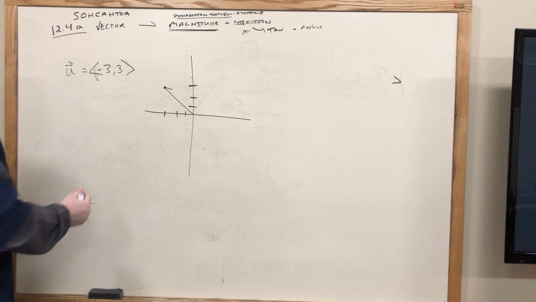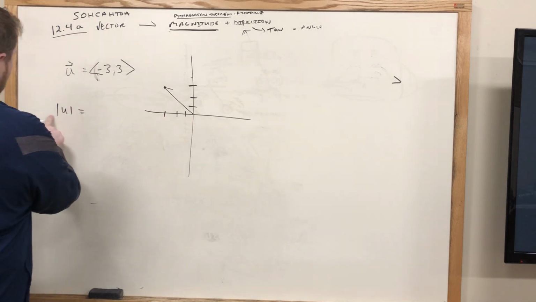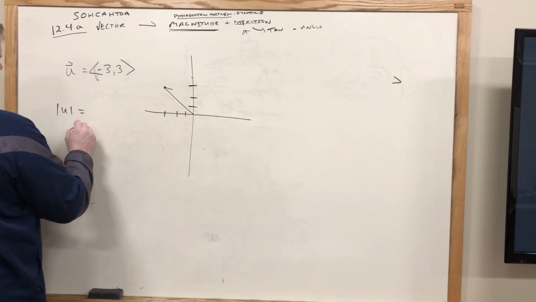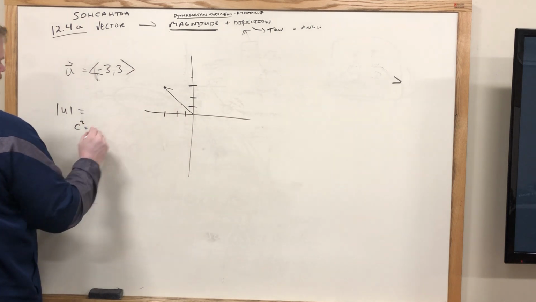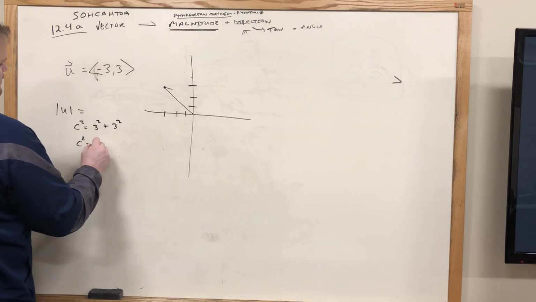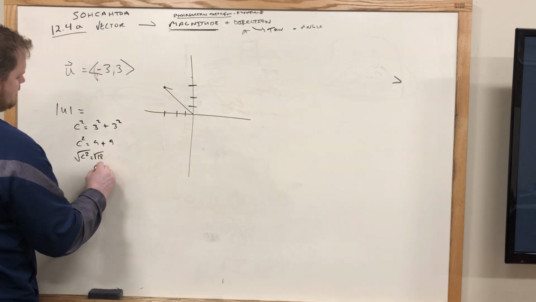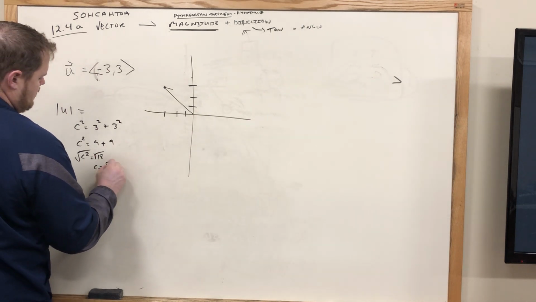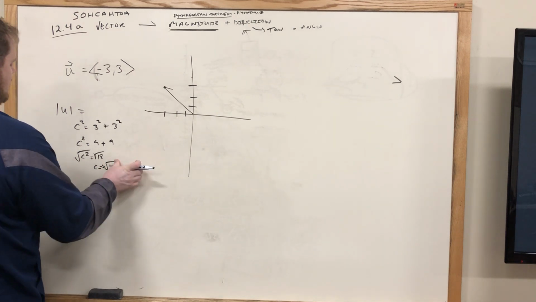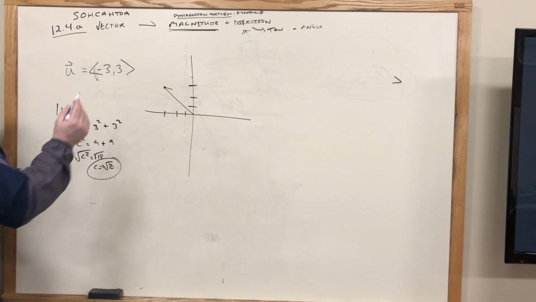Now, first off, let's find the magnitude. The magnitude is also the absolute value, essentially. So it's going to be c squared equals 3 squared plus 3 squared. C squared equals 9 plus 9. C squared equals 18. Square root, c equals the square root of 9 times the square root of 2, or 3 times the square root of 2, sorry. All right? So we have our magnitude.